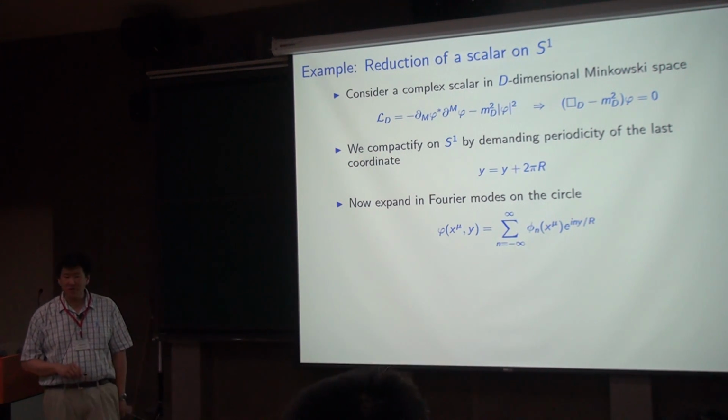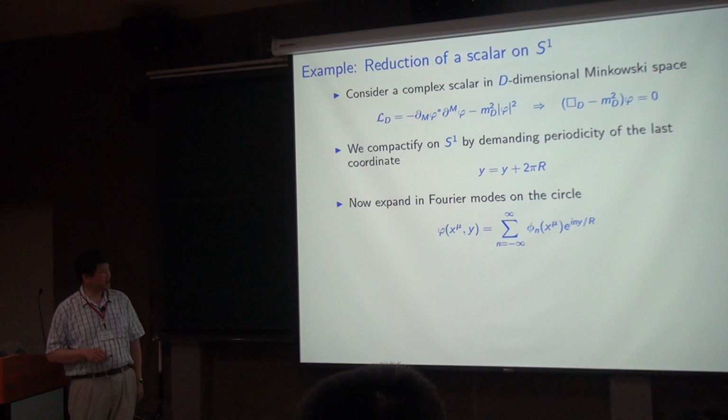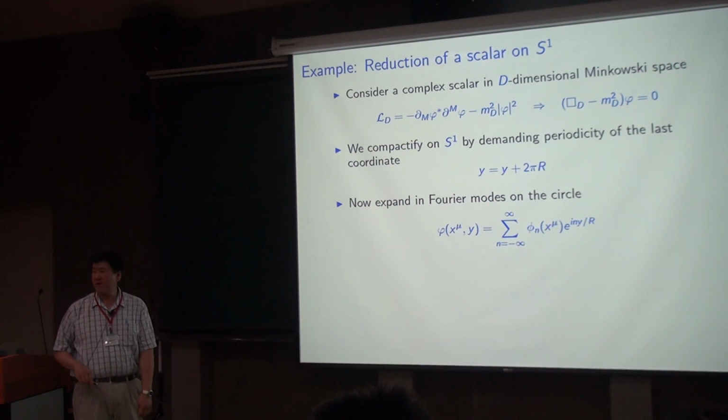I'm going to make it a periodic coordinate. And so we can shift y by what I call 2 pi r. This is the circumference. You can also call it capital L or something like that. y goes to y plus 2 pi r: periodicity.